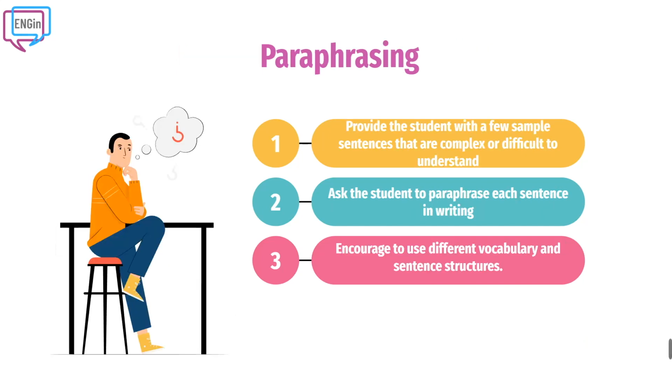Paraphrasing. Provide the student with a few sample sentences that are complex or difficult to understand. You can take some from online news websites, for example. Ask the student to read the sentences carefully and try to understand the meaning. Then ask the student to paraphrase each sentence in writing. Encourage them to use different vocabulary and sentence structures. Review each paraphrased sentence with the student, providing feedback and corrections as needed. Repeat the process with additional sentences of increasing difficulty as the student improves their paraphrasing skills.